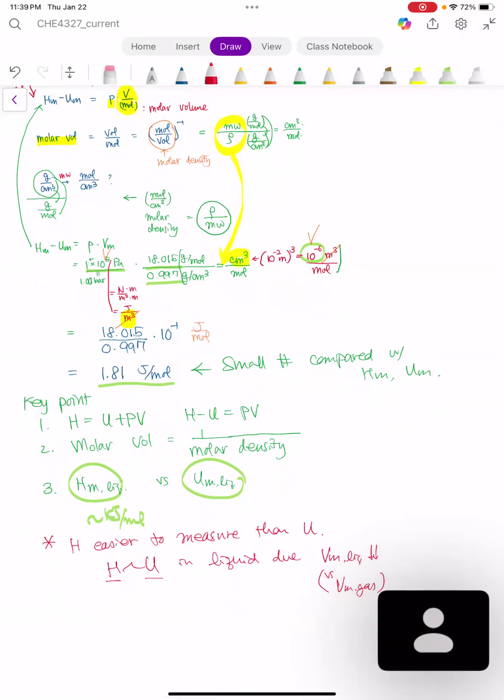And because of that, in biology, if you can measure and deal with enthalpy, you basically can have a good approximation for the internal energy. So that is the significance of this fact.